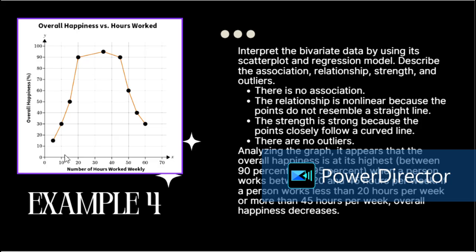If a person works less than 20 hours per week or more than 45 hours per week, overall happiness decreases. Okay, so these are our highest points. This is the ideal amount of time to work a week.